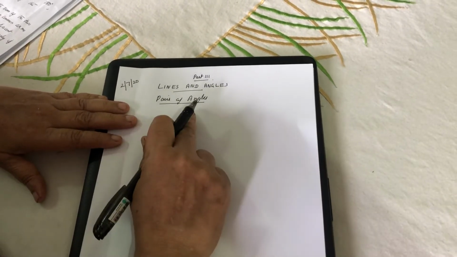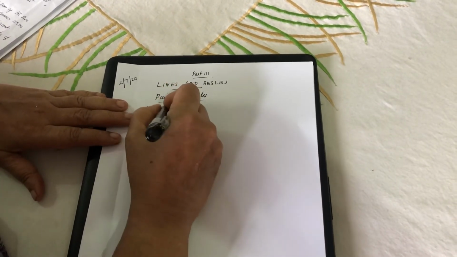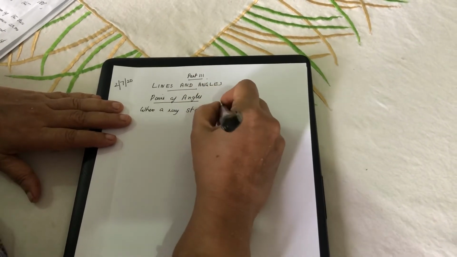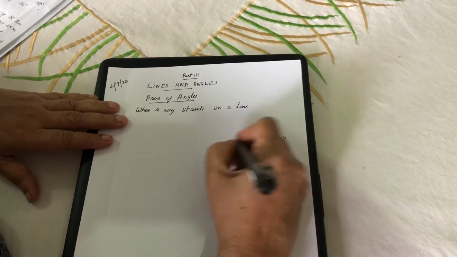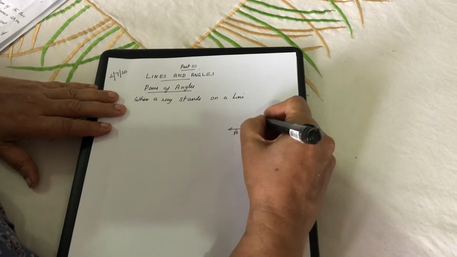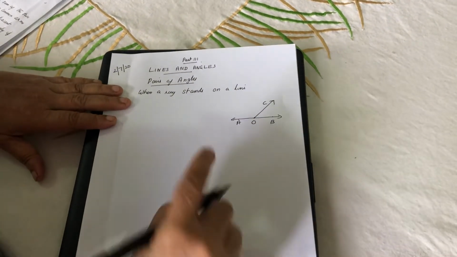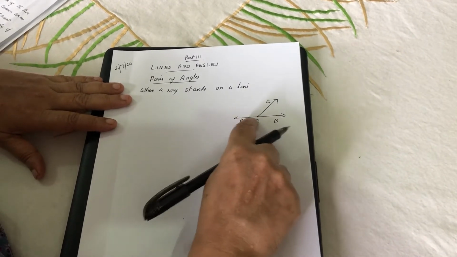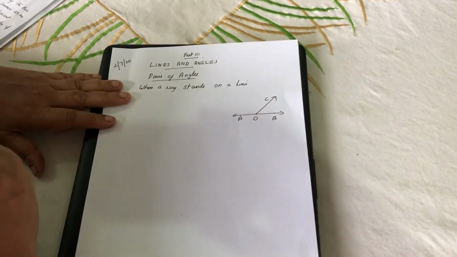Now pairs of angle. So I am going to explain when a ray stands on a line. So this is a line AB. One ray is standing on this. This is a point O, and OC is the ray. This ray is standing on this line. You know that angle AOC and angle BOC are two angles, and the other angle is angle AOB.